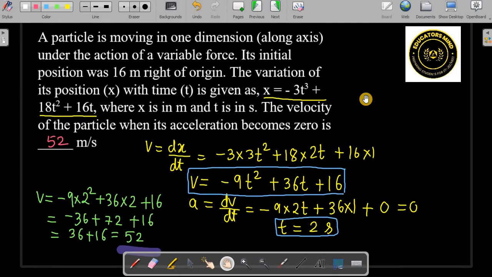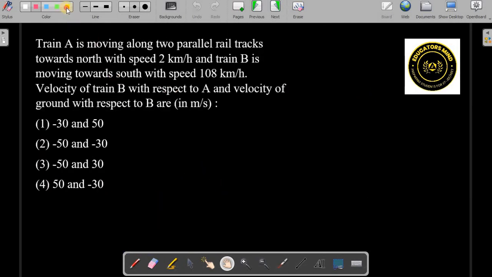Let's move to the next question. Train A is moving along two parallel tracks towards north with a speed given here, and train B is moving towards south with a speed given here. Find the velocity of train B with respect to A and the velocity of ground with respect to B.